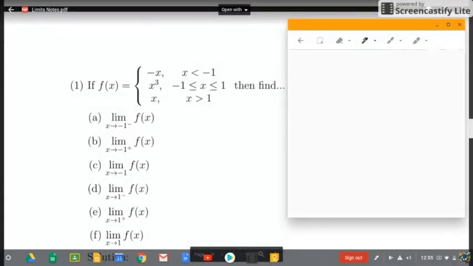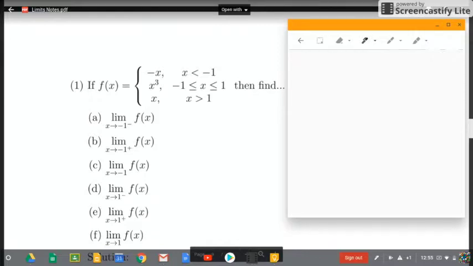Okay, everybody, so here's our question. If f of x is equal to, we've got this piecewise function, negative x when x is less than negative 1, x cubed when x is between negative 1 and 1, and x when x is greater than 1, then we're going to find this set of limits that we're going to work through.